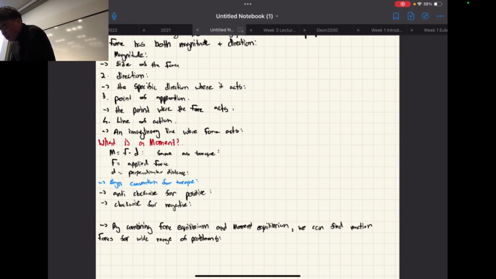So the sign convention for moment is really important, so we know if it's positive or negative. If a force is acting this way, imagine this is a joint, and a force acting here is pushing down like this. So the beam is going in a clockwise direction, so that is negative. If the force is acting up, that's going in an anti-clockwise direction, so the moment there is positive.